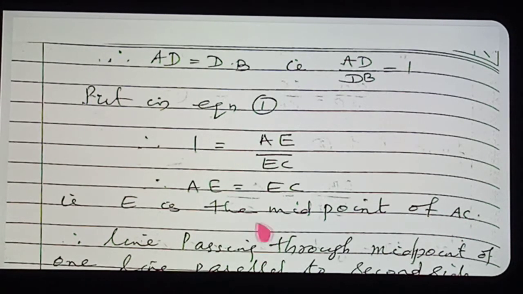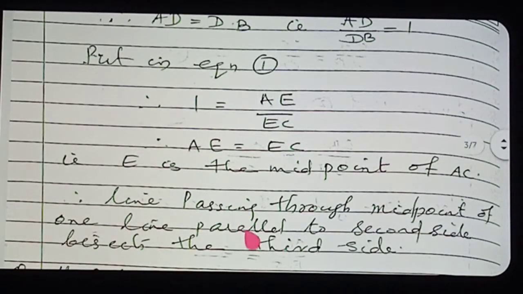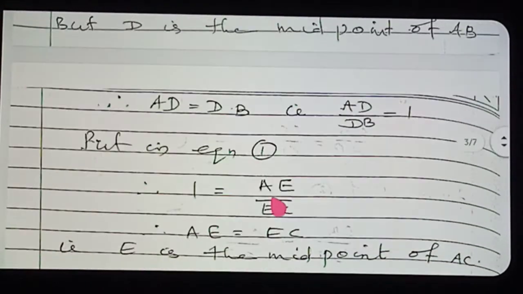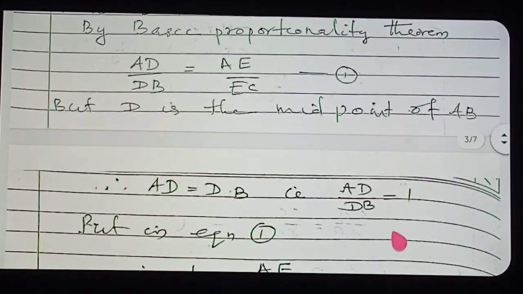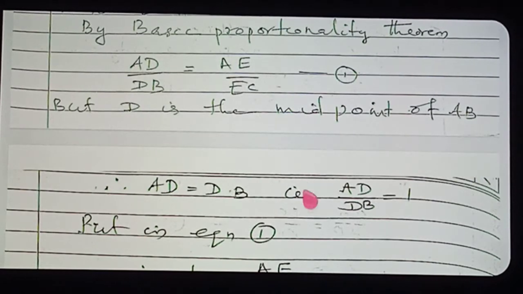Okay. Conclusion also I have written down, son. The line passing through the midpoint of one side and parallel to the second side, then it will bisect the third side. Okay. Next, first you go through this theorem properly and copy it. Copy all of you fast.